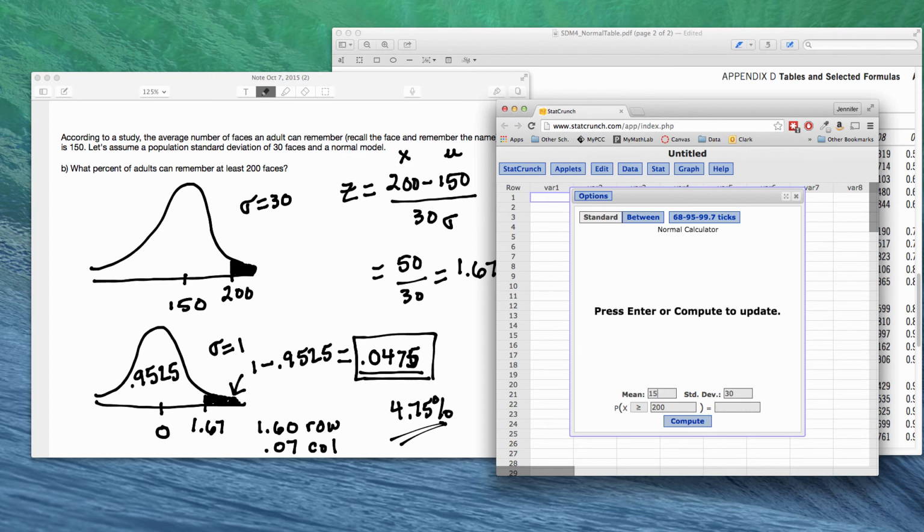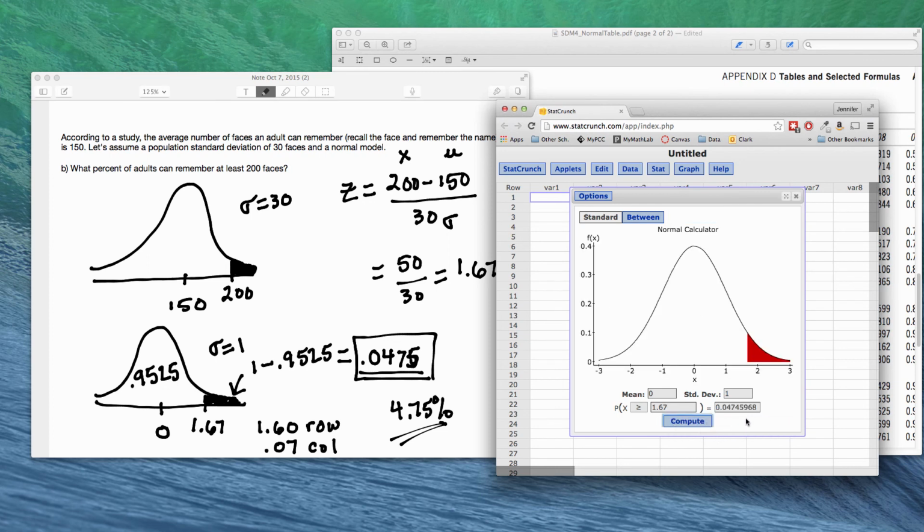I just want to compare what would happen if we used 0 and 1, and then our z-score of 1.67. I changed the mean, I changed the standard deviation. Here's the cutoff that I'm interested in. Compute. And here we go. Now we get an answer just like we did working by hand. 0.0475 if we round. So just like the table confirms, 1.67 for a cutoff gives us an area of 4.75% in the right tail.